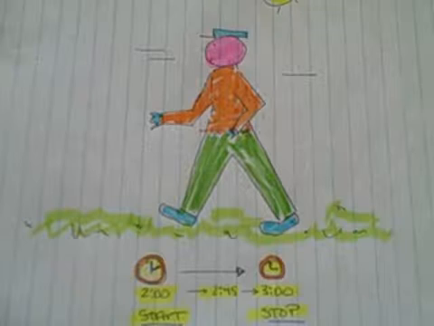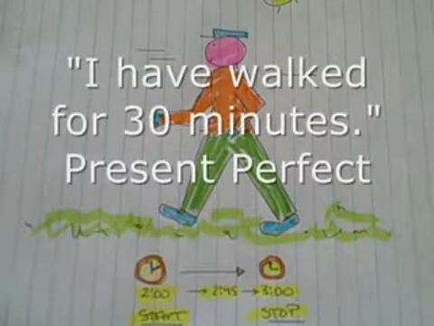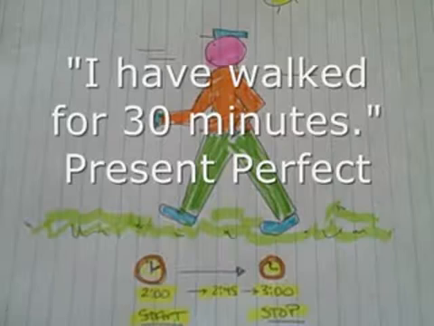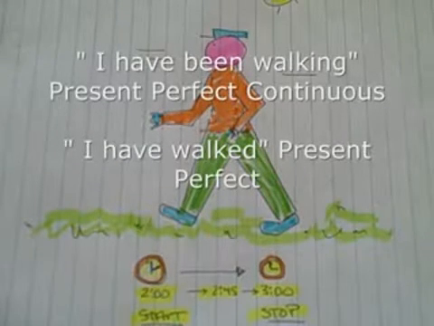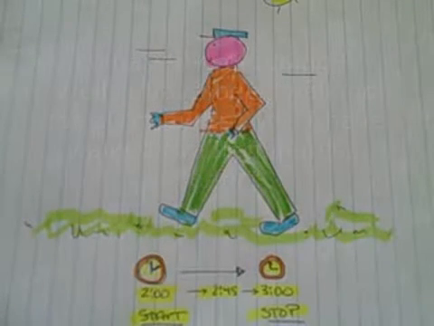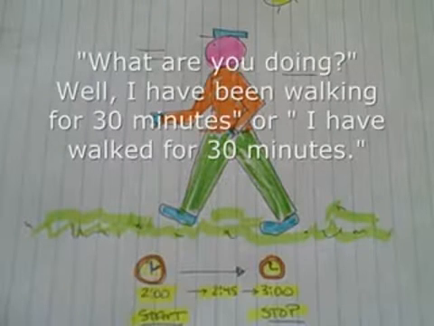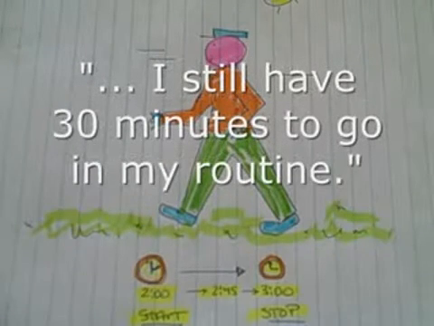You could say, hi, how are you doing? What are you doing? You're walking? Yes, and you could say, I have walked for 30 minutes. That's the present perfect. I have been walking, present perfect continuous. I have walked, present perfect. Okay? What are you doing? Well, I have been walking for 30 minutes. Or I've walked for 30 minutes. I still have 30 minutes to go in my routine.